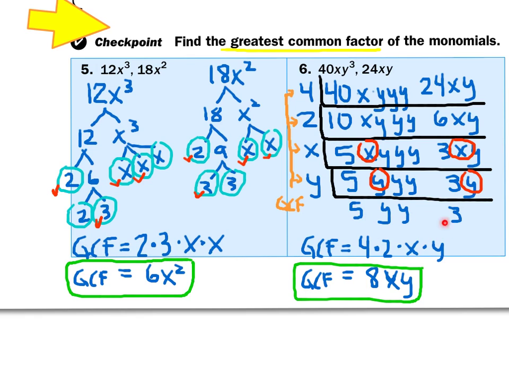And notice on the bottom there's nothing else they have in common, so I'm done. And I look on the side, and that's my greatest common factor. It's staring at me. So the greatest common factor is 4 times 2 times x, which I simplify as 8xy.